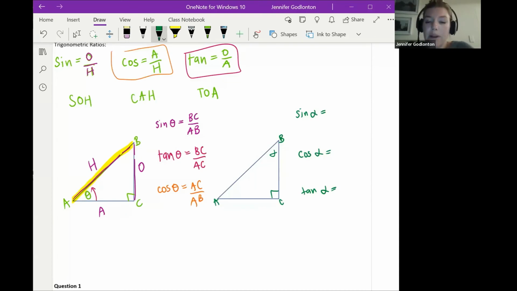So your first job is to make sure you have that triangle somewhere in front of you. And I want you to fill in your O, A, and H. And remember, it's according to where the angle is. Always start with your hypotenuse. And once you've done that, then I want you to think about what these fractions are going to be. So what is sine alpha going to be? What is cos alpha going to be? What is tan alpha going to be? And when you're feeling good with your answers, then just pop them in the chat for me and we can go through it and we can see if anyone can get 3 out of 3 here.